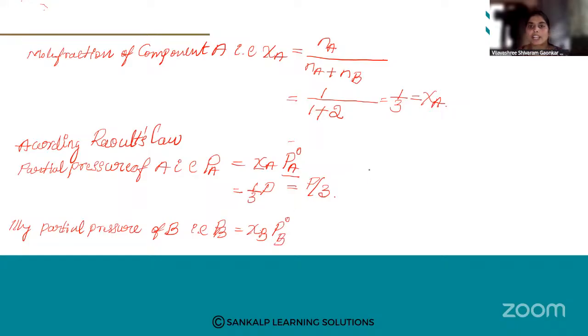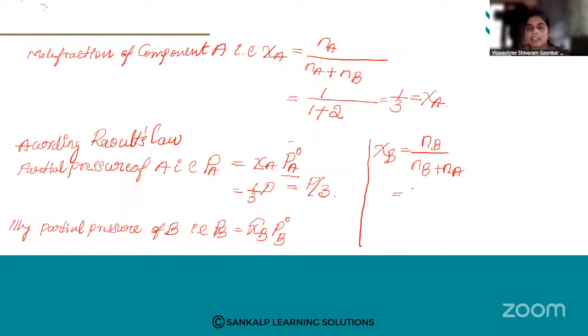What is mole fraction of B here? Mole fraction of B, I'll calculate at the side. We have not calculated XB, right? Let us calculate now only. Mole fraction of B can be written as Nb divided by Nb plus Na, where Nb is number of moles of component B, Na means number of moles of component A.